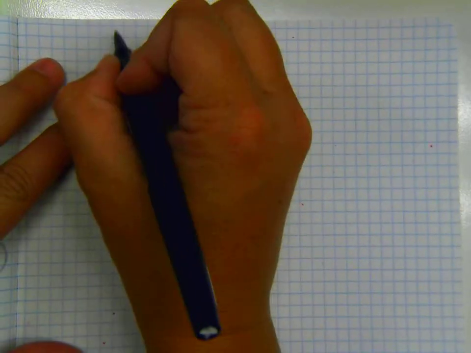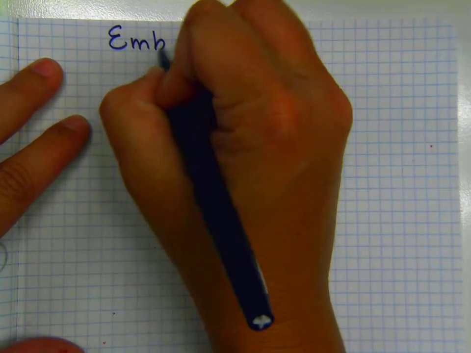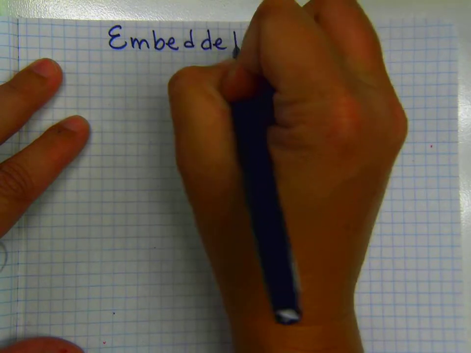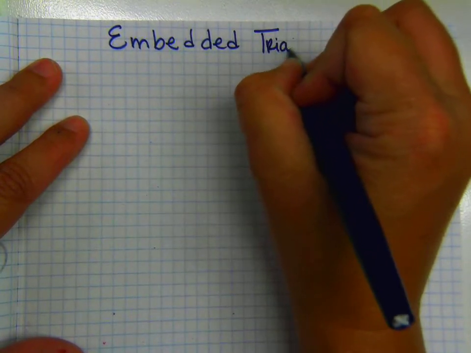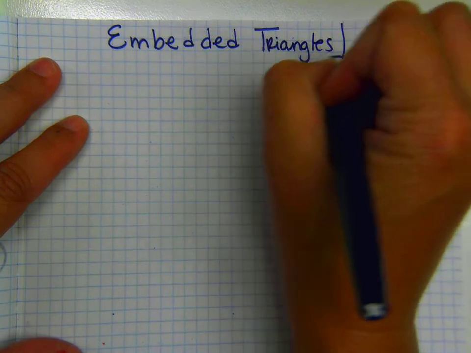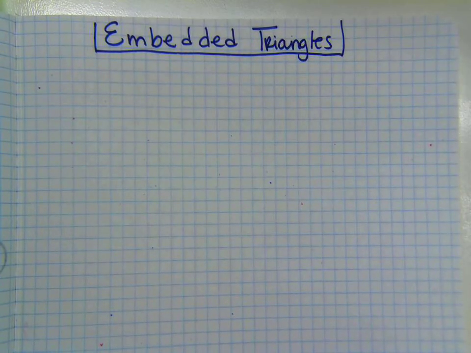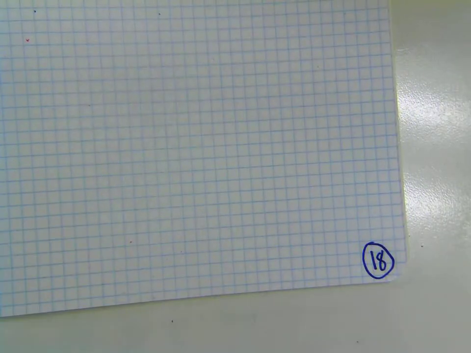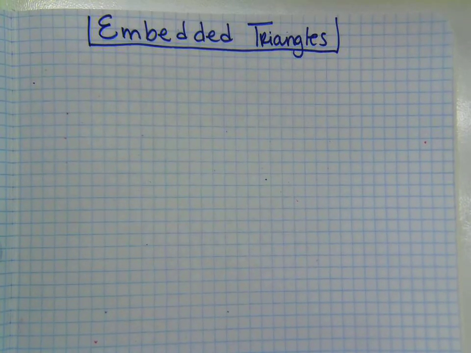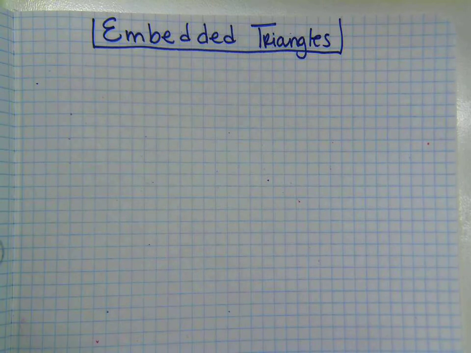Tonight's notes are going to be on embedded triangles, and this will be on page 18. So embedded triangles, page 18. Now, embedded, that's kind of a weird word. Let's talk about what that word means. Embedded just means put inside or put together, okay?